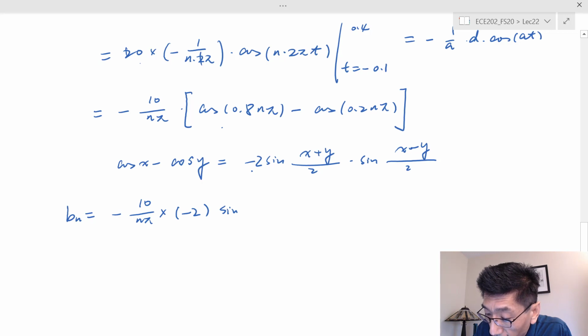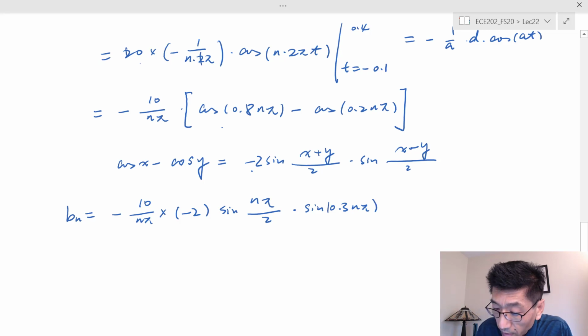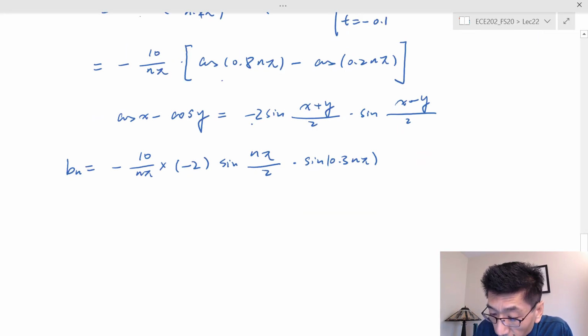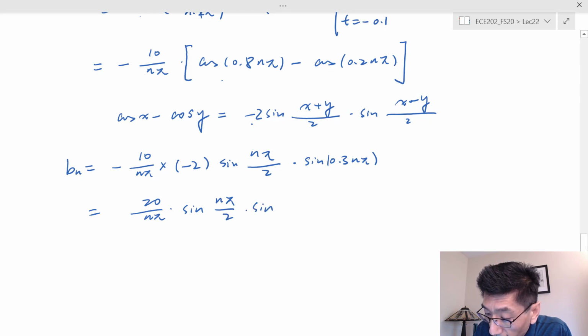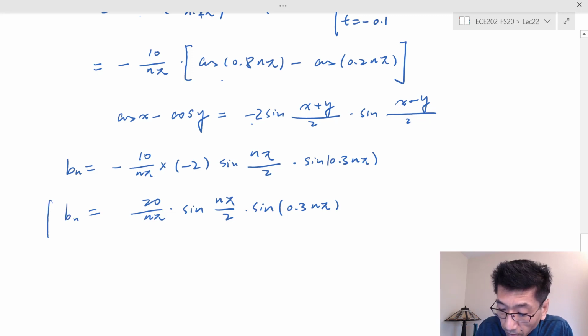So we have sine of half n pi, because 0.8 plus 0.2 is equal to 1, and times sine of half of x minus y, which is 0.6 divided by 2, that's 0.3 n pi. And we finally get the solution here: 20 over n pi times sine of n pi over 2 times sine of 0.3 n pi. And this is for the b_n.